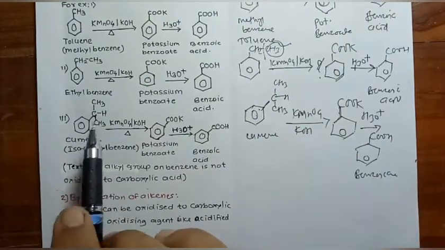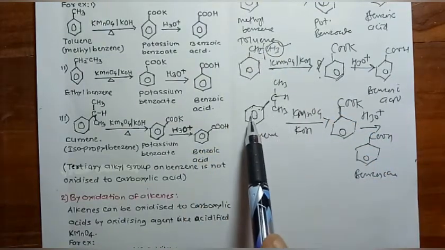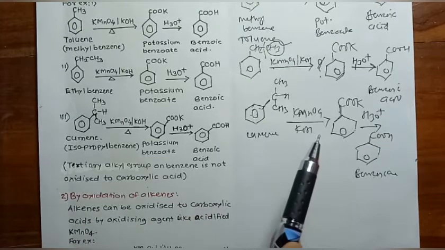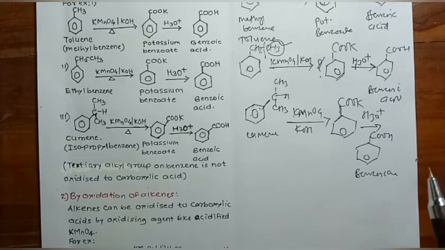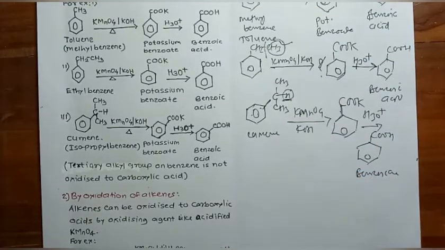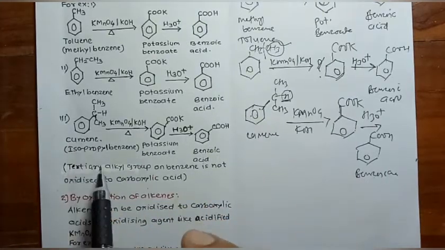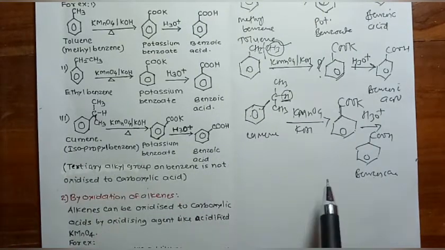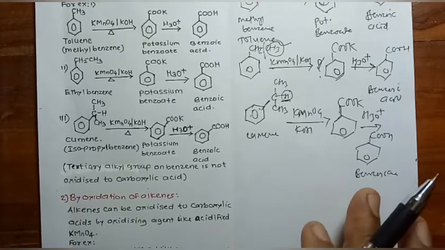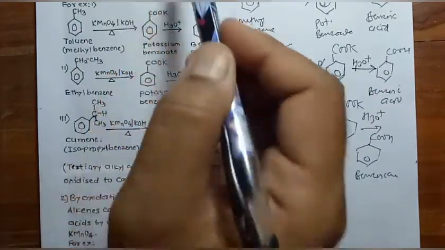Now here it is a primary alkyl group attached to this benzene ring, here again primary, here it is a secondary alkyl group attached to this. If a tertiary alkyl group is attached to the benzene ring, it is not oxidized into carboxylic acid, because that group does not contain such a benzylic hydrogen atom. Therefore, that type of alkyl benzenes with a tertiary alkyl group are not oxidized into benzoic acids. Now this is about the second preparation of aromatic carboxylic acids from alkyl benzene.